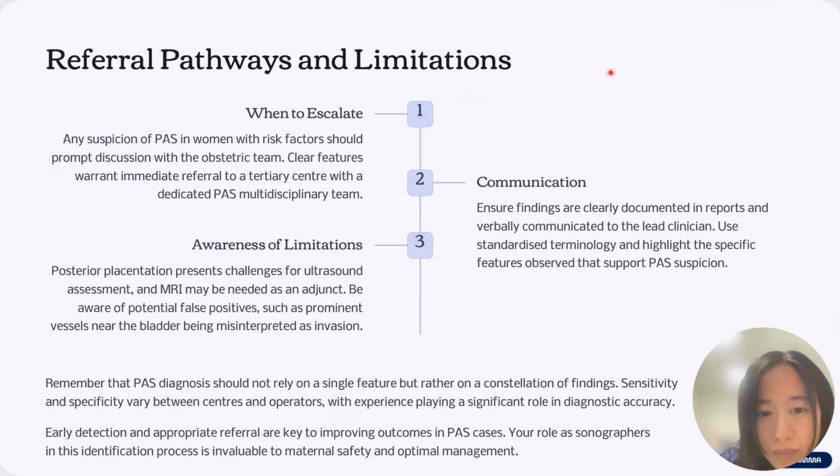Referral pathways and limitations. To escalate, any suspicion of PAS, with or without risk factors, if there are any signs that we have gone through, we need to refer them. When we see them, we refer them to a dedicated PAS center in St. Mary's. And communication, again: all the findings documented and recorded with cine loops. And then awareness of limitations. Sometimes with a posterior placenta, we need to use TVS or even MRI. And yeah, we've gone through everything.